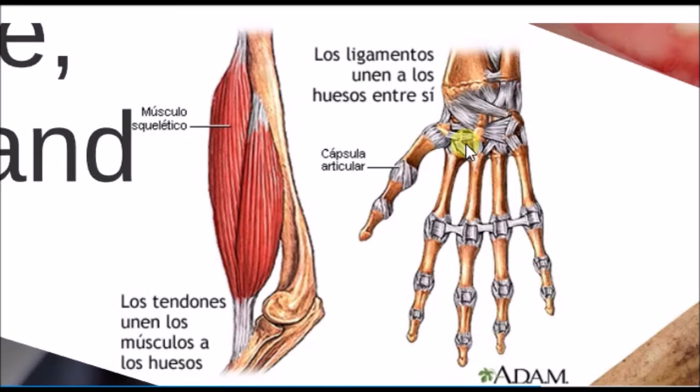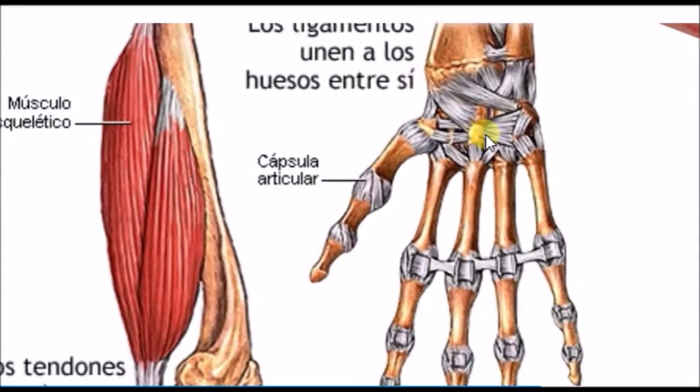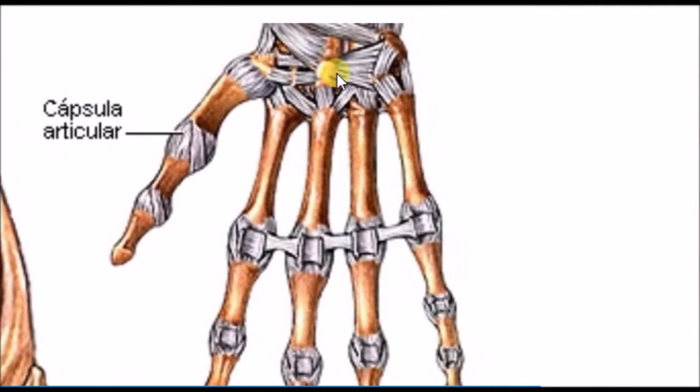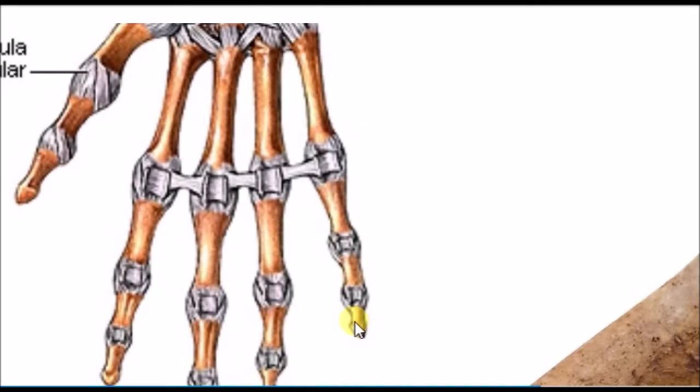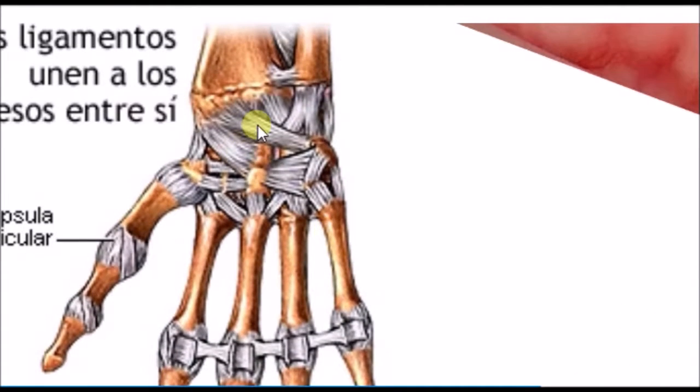So you got a bone here, you got a bone here. You got these little fingers here, little baby pinky. You got three bones here for this finger. And then you've got these bones in your hands. And then you've got a ton of little tiny bones right here. And all this thing that looks like a spider web, all that stuff are ligaments that hold your bones to other bones. So tendons hold muscles to bones, and ligaments hold bones to bones.